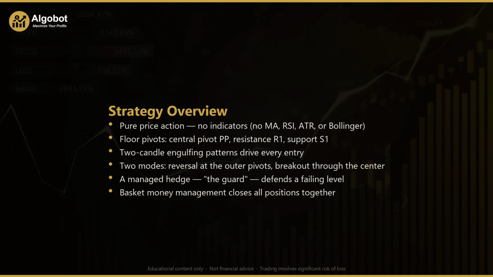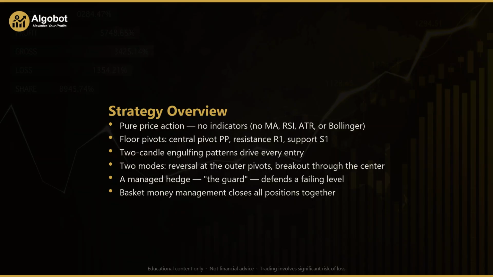Because every distance is measured as a fraction of the pivot range, the strategy scales naturally to any symbol or time frame without hard-coded pip values. The second idea is the engulfing candle. This is a two-candle pattern where the most recent candle's body completely swallows the body before it. When that happens, it suggests the side that had been in control has been overwhelmed.